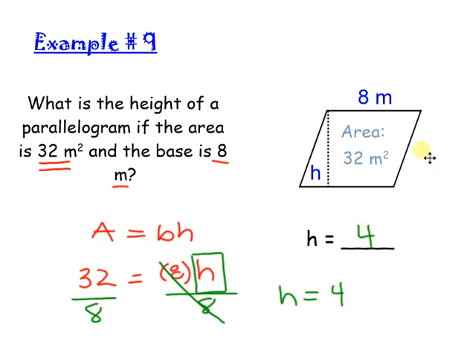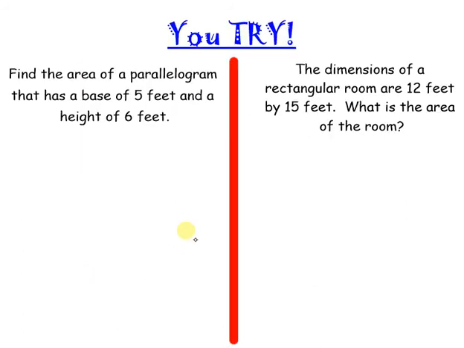But when you write your answer, you want to make sure that you have your units. 4 meters. And the way you can check yourself is 4 meters times 8 meters is 32 meters squared. Okay, you try both of these and then we will reconnect for the answer. Also, it can be helpful to draw a picture.